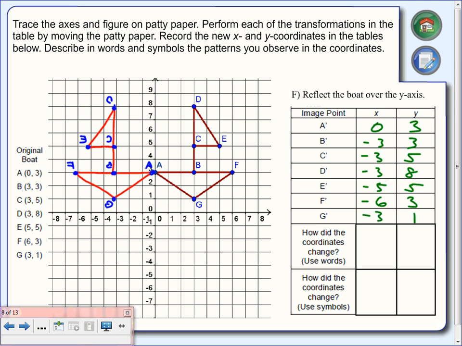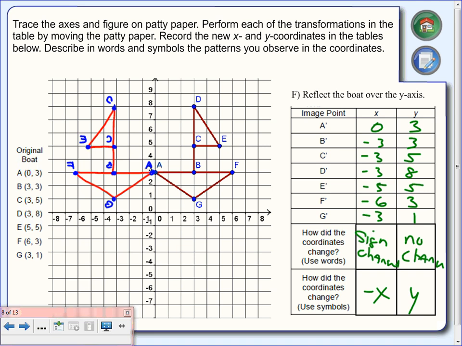All right, so again, let's go ahead and take a look at them, see how they compare with the original boat, the original ordered pairs. What are we noticing about the x values this time? The signs change. So over here, we're going to put down that we have a sign change. And to show that, we're going to put -x. X is now the opposite. Of course, the y values, what happened there? Nothing. No change. In other words, y is still a y.